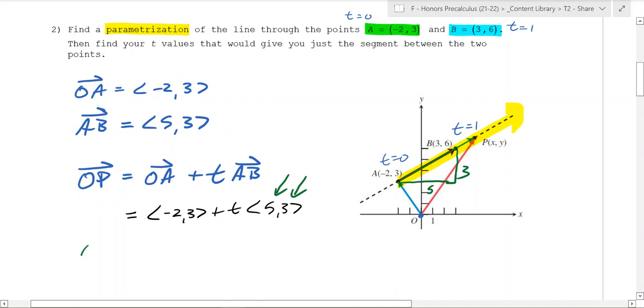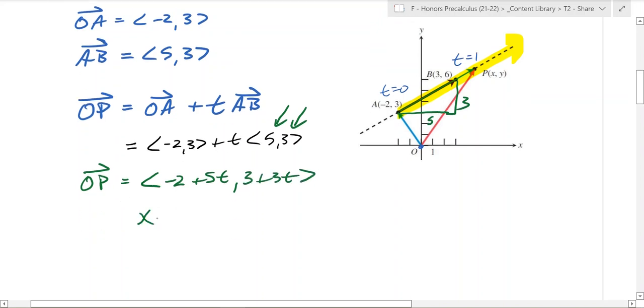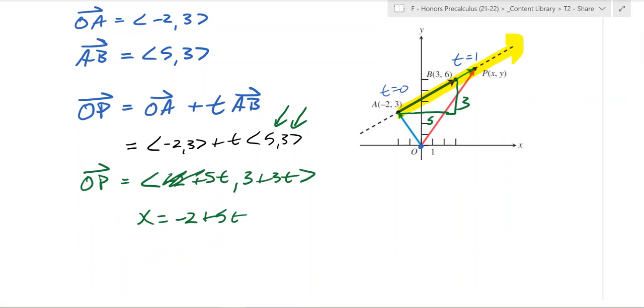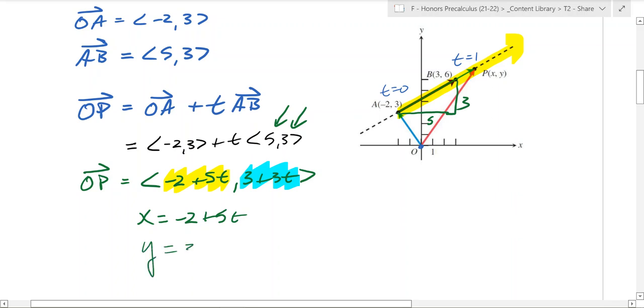So the line from O to P is going to be the vector negative 2 plus 5t, comma, 3 plus 3t. Another way to write that is x is going to be negative 2 plus 5t, that's this part right here, and the y coordinate is this right here. So y is equal to 3 plus 3t.